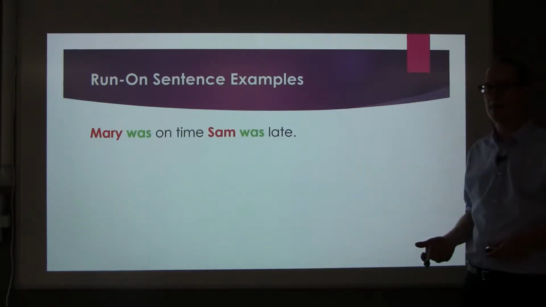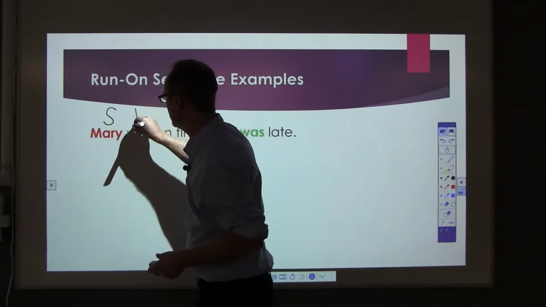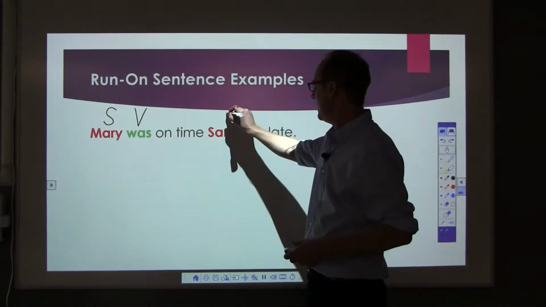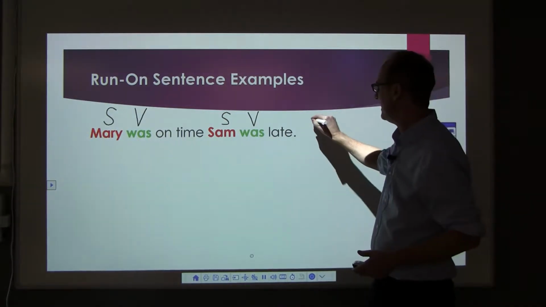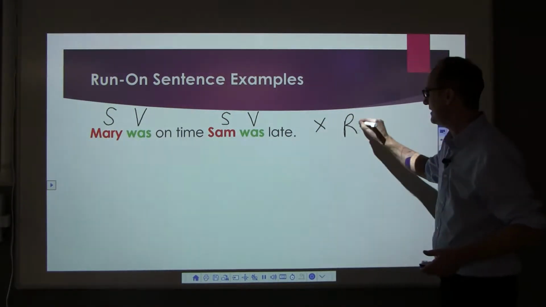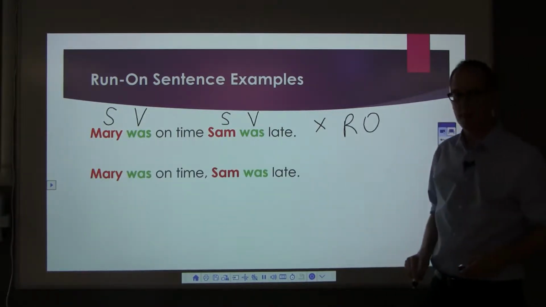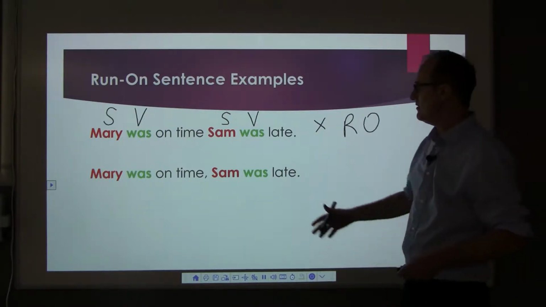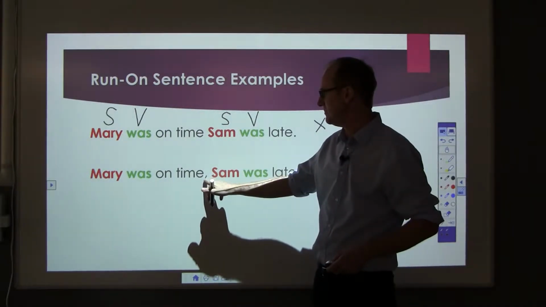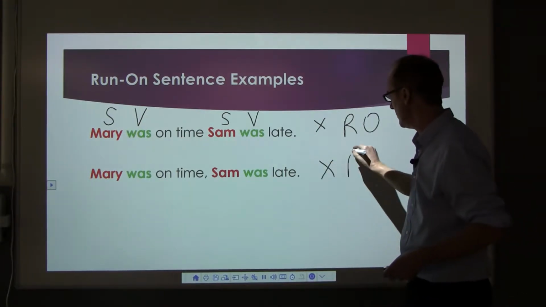Mary was on time Sam was late. Here we have two independent clauses, Mary was on time and Sam was late, in the same sentence. You can't do that. Okay? That is considered a run-on. Another example. Mary was on time, Sam was late. Here, the writer tried to connect these two independent clauses with a comma. You can't do that. That's another run-on.